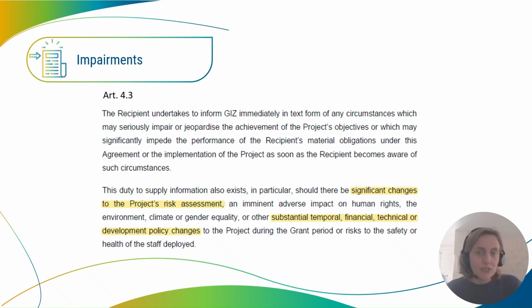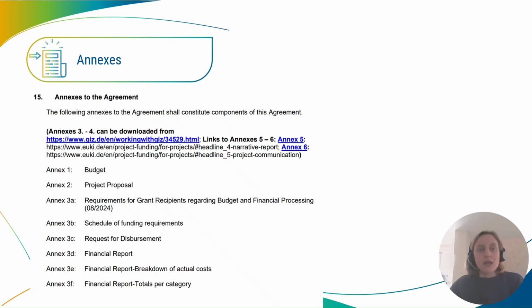The last thing I'd like to touch on is the annexes to the contract. At the end of your contract, you will see a list of all the annexes. These are an essential part of your grant agreement. Besides the budget and the project proposal that you submitted, these are Annexes 1 and 2 of the contract. We really recommend that you take the time to read through all the other annexes if you haven't done so already. You can all access them through the link that is mentioned in the contract.